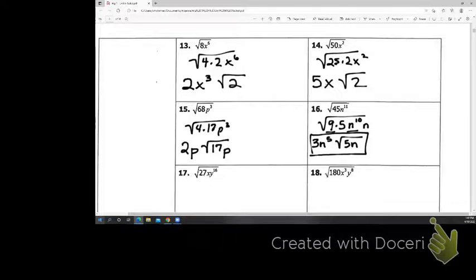So 27 would be 9 and 3. And remember that that 16 is only on the y. So the 9, square root of 9 would be 3. There's still an extra 3 under. The x is trapped under because he doesn't have at least a power of 2. Y is outside. 16 divided by 2 is 8.